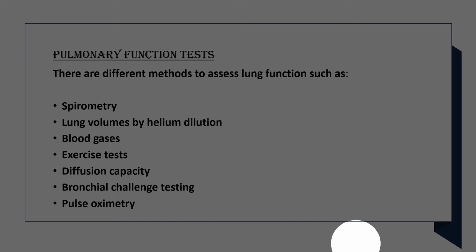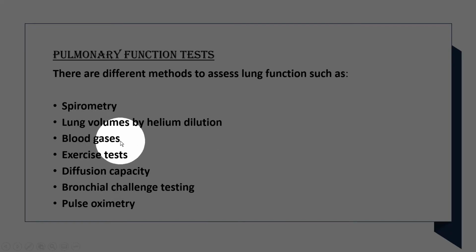Now, pulmonary function tests are basically different methods to assess lung function, such as spirometry and lung volumes by the helium dilution method. Spirometry we will discuss in our coming slides, but lung volumes by the helium dilution method is one of the oldest methods to measure lung volumes, and with its help we can measure not only all the lung volumes like tidal volume, inspiratory reserve volume, and expiratory reserve volume, but also the residual volume. So it is very important.